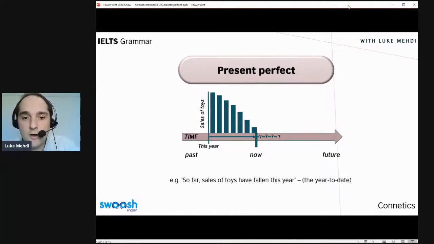In a task 1, they may give you data that started in the past and continues with a projection in the future. If you are summarizing trends that started in the past and continue to the time now, you can use the present perfect.